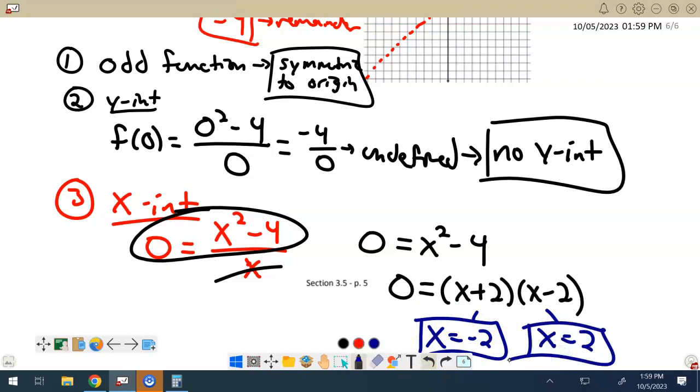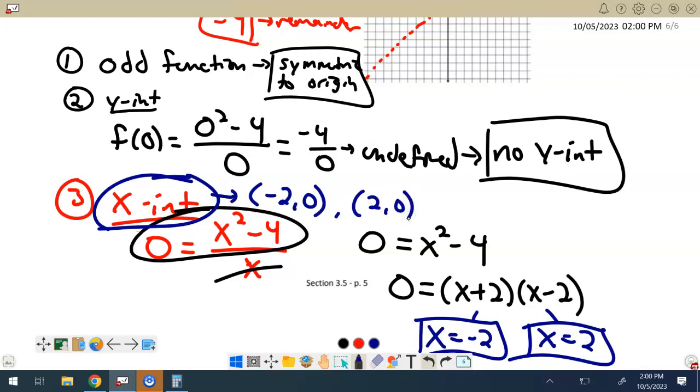And we get 2 x-intercepts. These are not my vertical asymptotes, right? So be careful, because if you just put x equals this number, it could be a vertical asymptote if you're not careful about thinking about how you got that number, right? This is an x-intercept, right? Which is why I like writing these as ordered pairs, right? This is negative 2, 0, and positive 2, 0. It is not the vertical asymptotes, right? These are points, not lines.